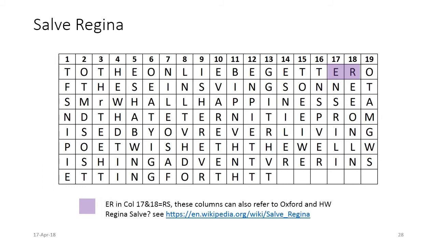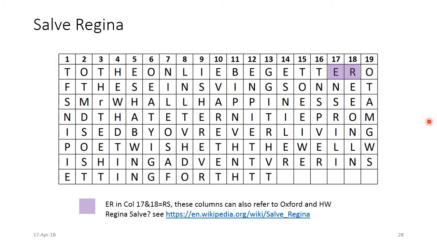Now moving on to Elizabeth, we've got ER here, and the columns are important, as we know. So columns 17 and 18 could well be part of the relationship between the 17th Earl and the 18th Earl, their son. But I thought it would be interesting to use gematria and see what came up, and we've got R and S here. 17 is R, 18 is S, and R I assumed was short for Regina. So I looked it up to see what I could find.